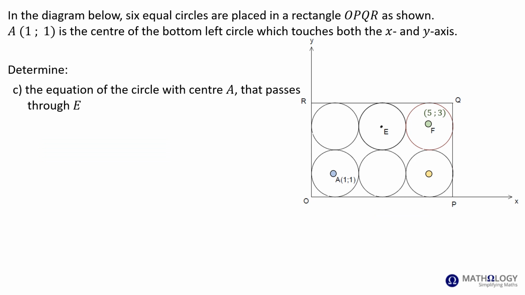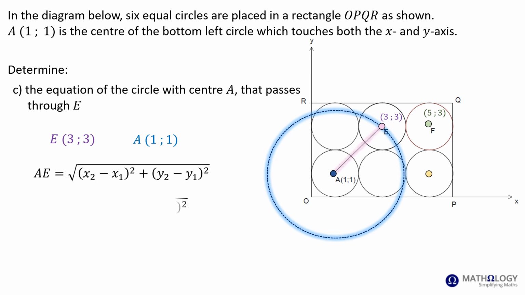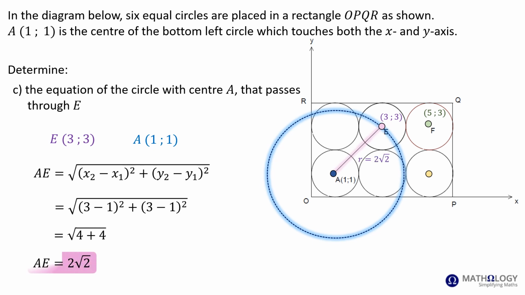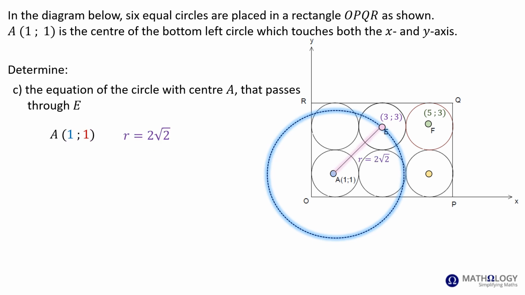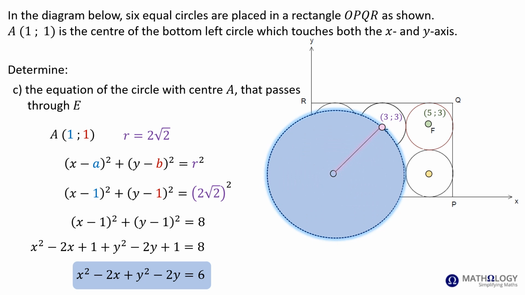Finally, we are required to determine the equation of the circle center A, that passes through point E. In other words, the radius of the required circle is AE. We use the distance formula to determine the radius of this circle, which is 2 root 2 units. And now that we know the radius of the required circle, we can determine the equation of the circle, which is given by x squared minus 2x, plus y squared minus 2y, equals 6.